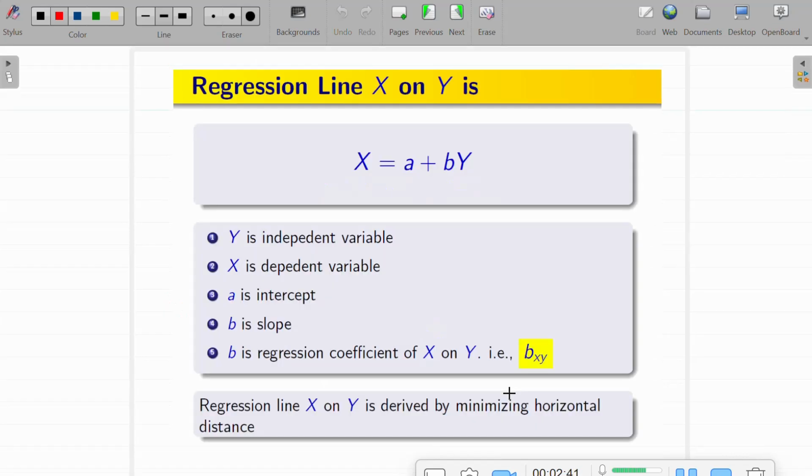Similarly, we can go for the regression equation of x on y. We'll be writing it as x is equal to a plus by, where x is a dependent variable on your y, which is an independent variable, and here a is as usual the intercept and b is the slope. The regression coefficient x on y will be denoted by bxy, whereas the regression coefficient of y on x is defined as byx, which is r times sigma y upon sigma x.